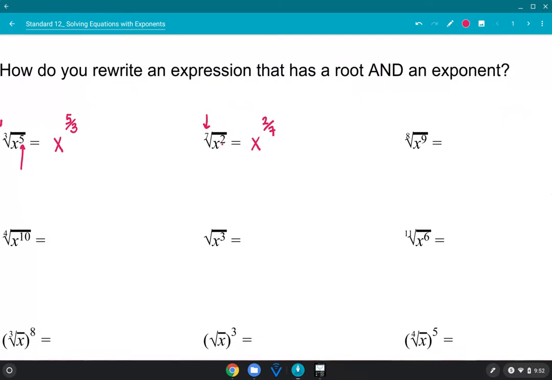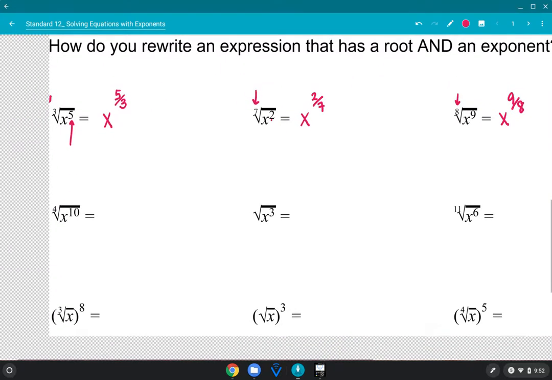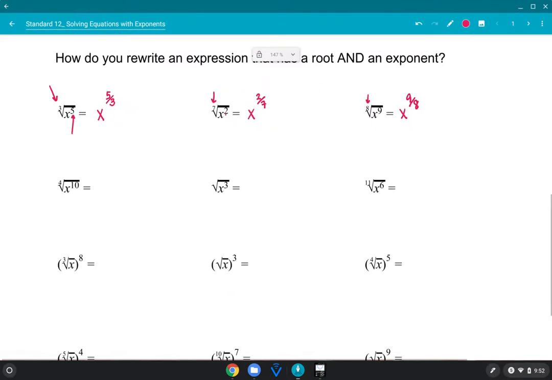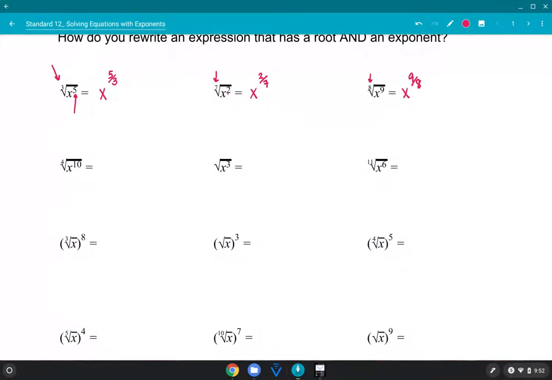This guy here is x to the 9th, with a root of 8. I want you guys to pause real fast and do the next 3 as best as you can. Remember, this guy here, there's something hiding. So go ahead and pause and try these 3.